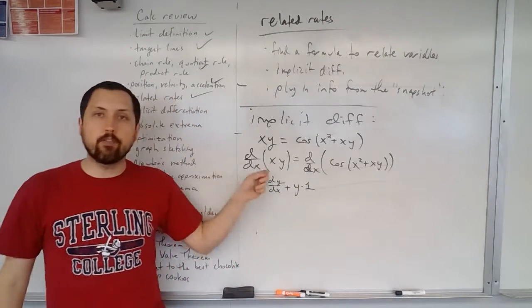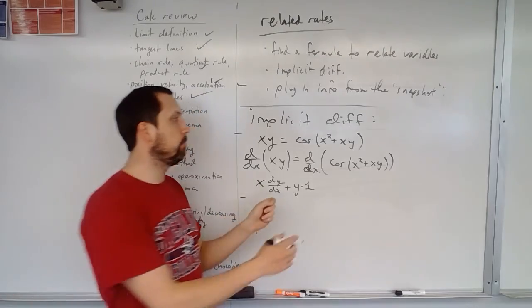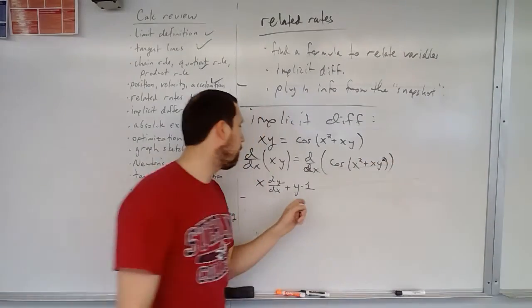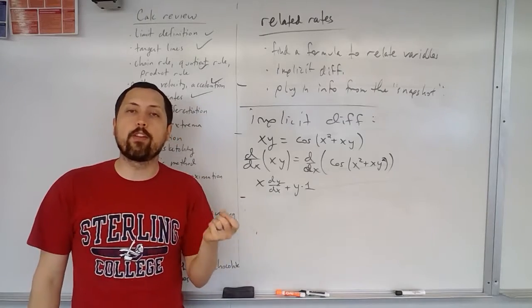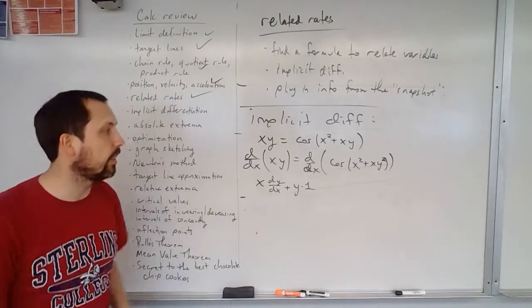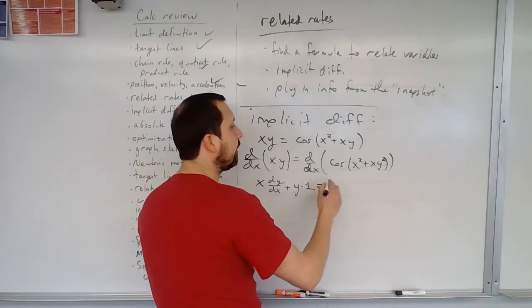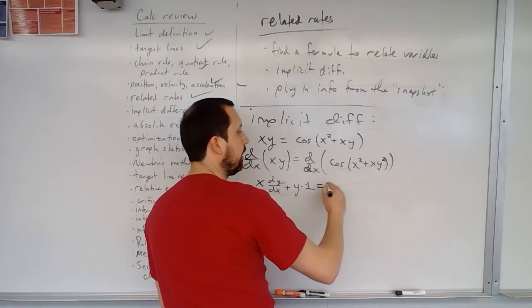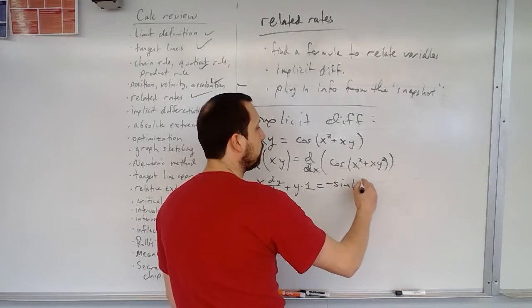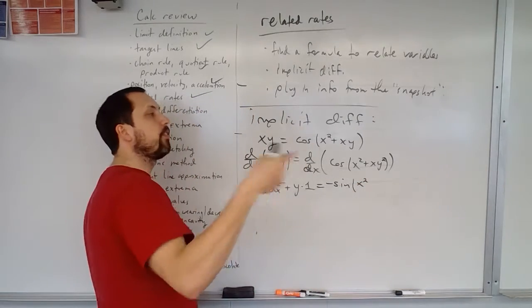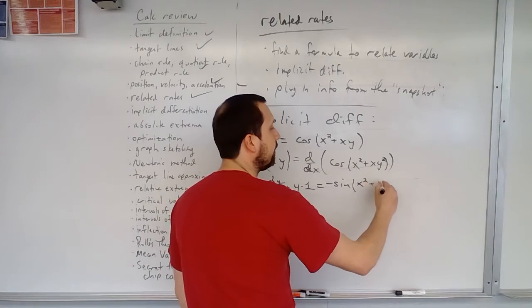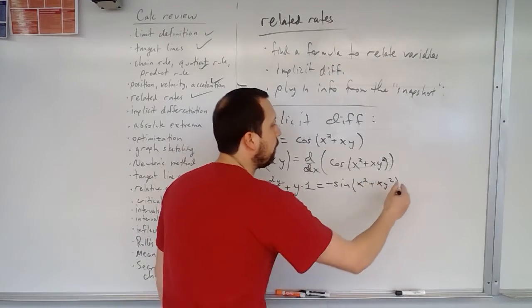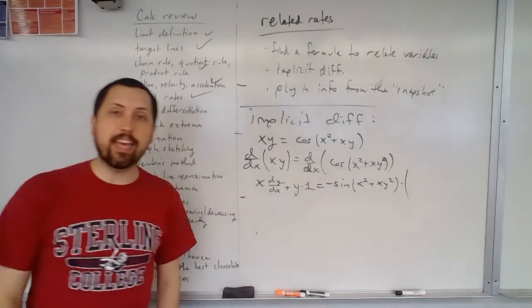So remember, the derivative of y is going to be y squared. The derivative of y always has to be dy dx. We don't know what the derivative of y is, so we say dy dx. Then over here, I have to use the chain rule. So I take the derivative of the outside, which is negative sine. I rewrite the inside. And then now I have to multiply by the derivative of the inside.